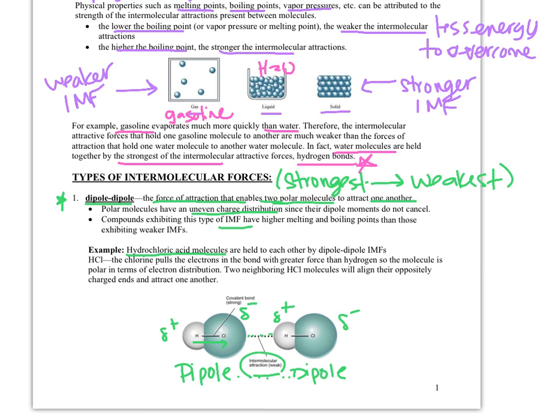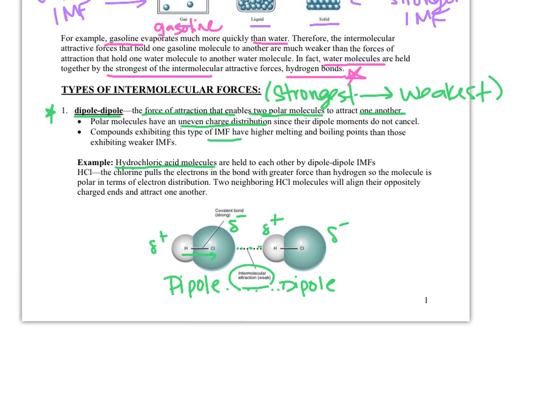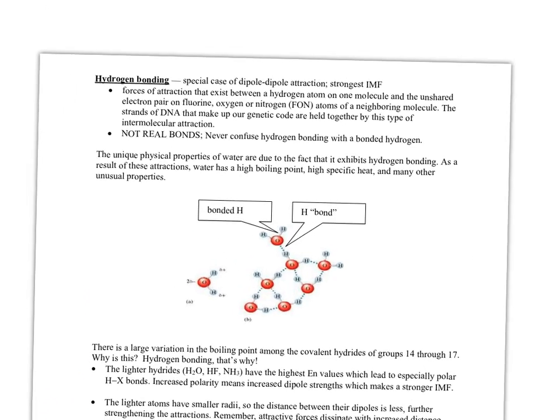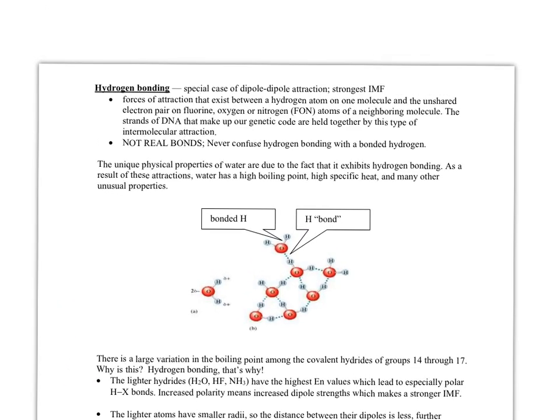All right, so moving on to our next IMF. The next IMF we're going to talk about is hydrogen bonding. So hydrogen bonding is actually a special case of dipole-dipole. So that's why you don't see another number in front of it. So it does fall under dipole-dipole, but it is a special case of dipole-dipole, and it is the strongest IMF we have. So this one's going to be the strongest.